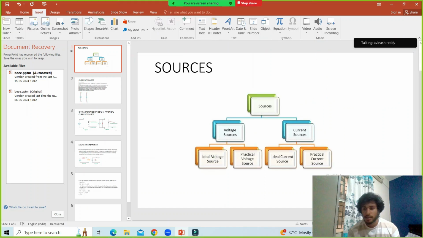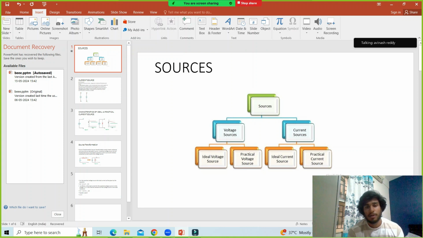First, let us understand the term sources. A source is a device which converts mechanical, thermal, or chemical forms of energy into electrical energy. It is an active element in the electrical circuit whose main function is to produce electrical energy.